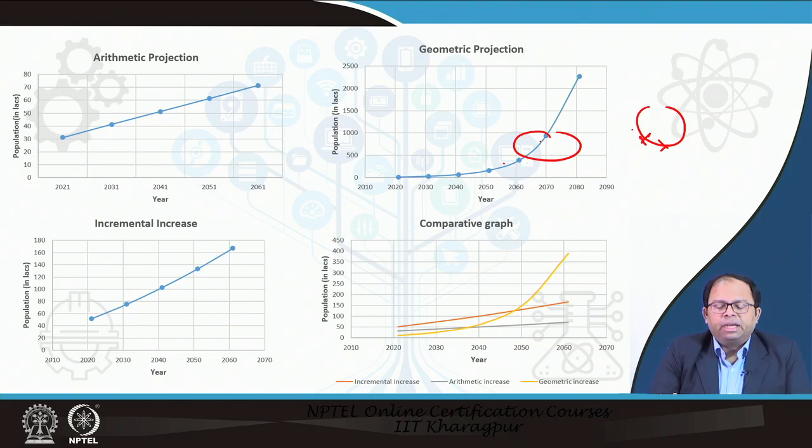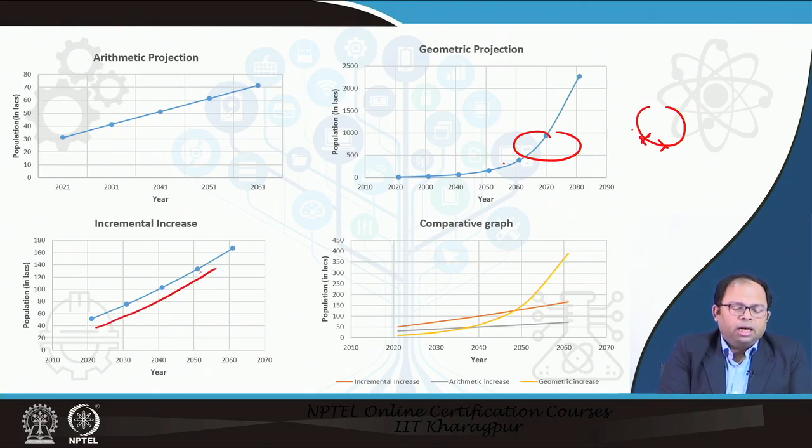but in most cases it is very difficult to use this kind of projection because it overestimates. And then we have the incremental increase method, which we have seen is a little bit in between both arithmetic progression and geometric progression, but the rate of increase is more appropriate. If we compare these three: this is linear, the arithmetic projection, this is the incremental increase, and this is the geometric increase.